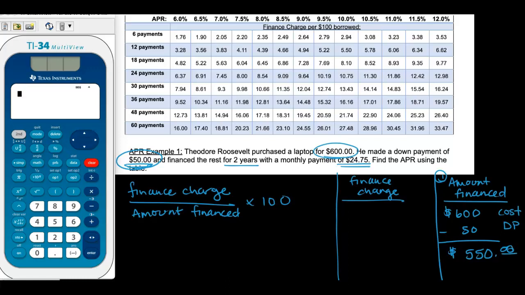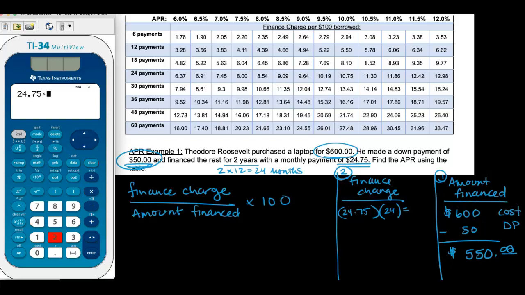Now I can come over to the finance charge, step 2. In order to find the finance charge, all I have to do is find the total of the monthly payments, so the total that Theodore Roosevelt paid over those 2 years. That would be $24.75 times not 2, because he's not making 2 payments. He's making 12 months a year times 2 years of payments. So that'd be 2 times 12, or 24 months. So we multiply years times months to get the total number of months, and we're going to multiply that by 24.